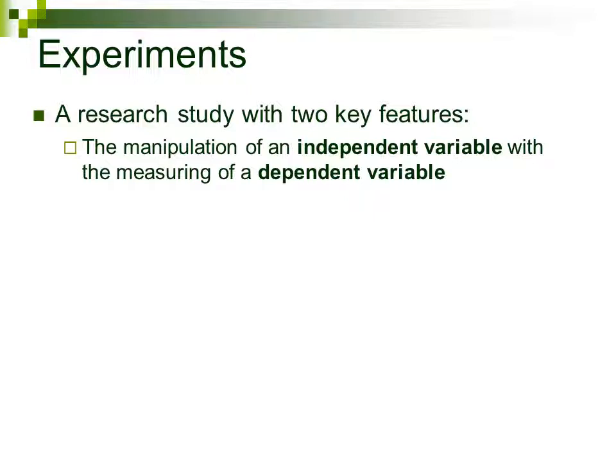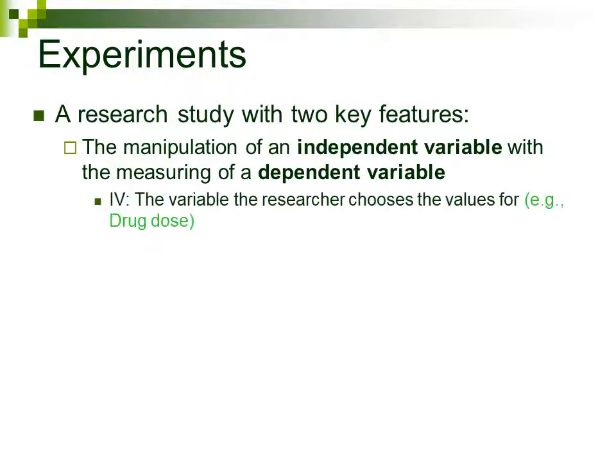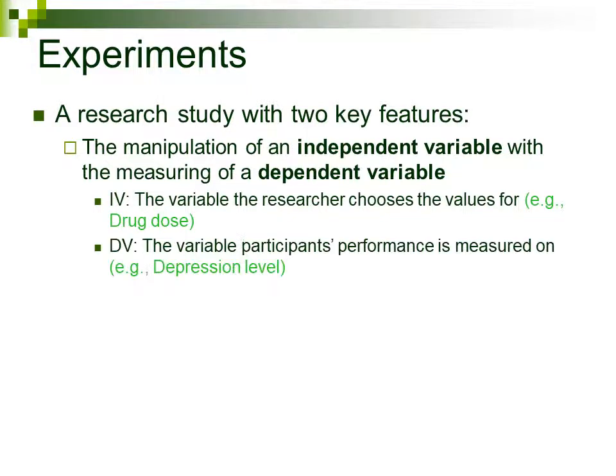And then the dependent variable would be the variable we measure, in this case, people's levels of aggression. So we're measuring the dependent variable, level of aggression, to see whether there are any differences across the values of our independent variable. Any differences between the aggression level of the 2 and the 10-hour-a-week players. So yes, the independent variable is the variable the researcher chooses the values for, and the dependent variable is the variable participants' performance is actually measured on.